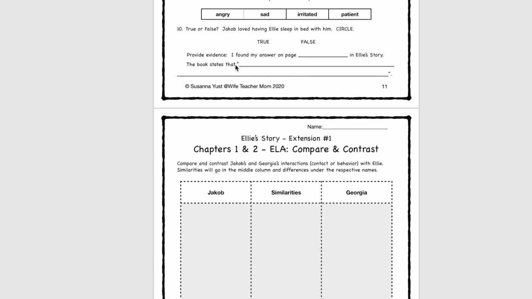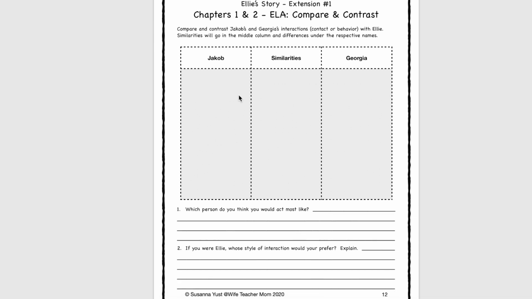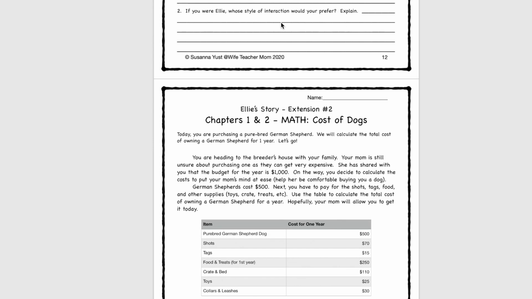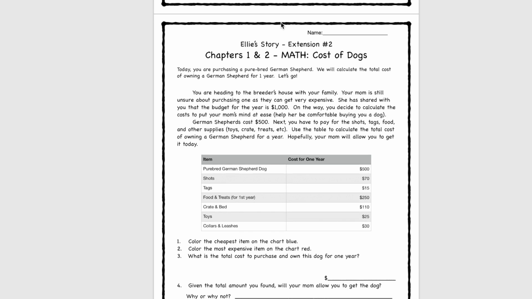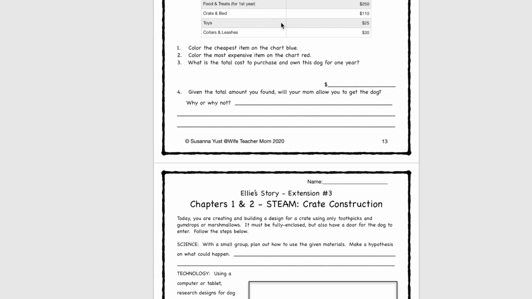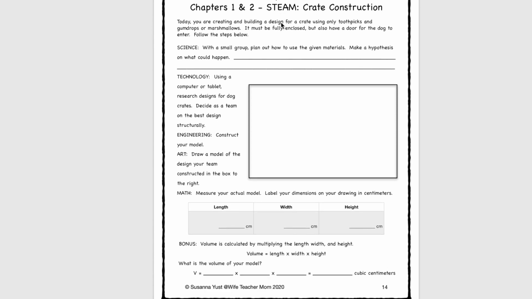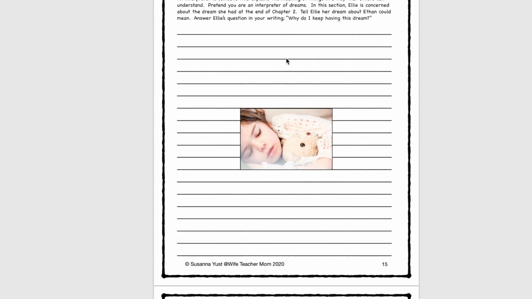Alright, we're going to continue scrolling through here. You can see the extension activities for this first section. You may want to have them choose their own if you feel they can complete each one, or you may choose the one you feel is most appropriate for your students. If they are falling behind for the week, you can also choose for them to not complete any. Again, these are extension activities just to help them relate the story to other subject areas and things that they are currently working on.